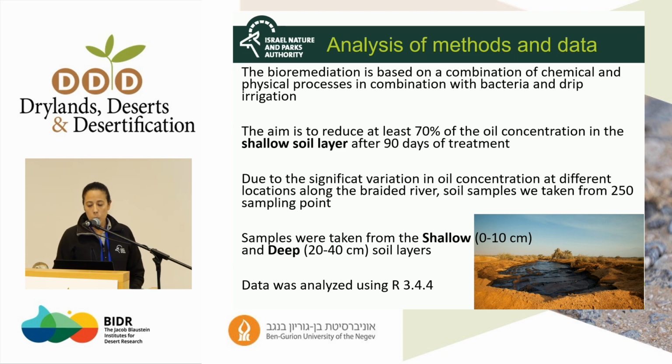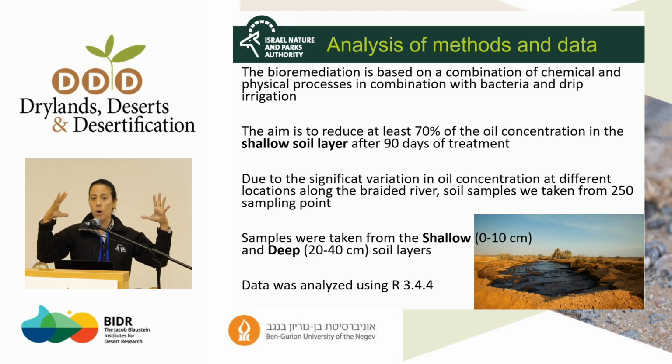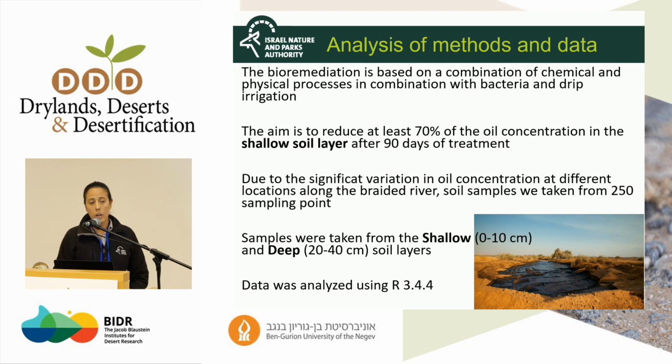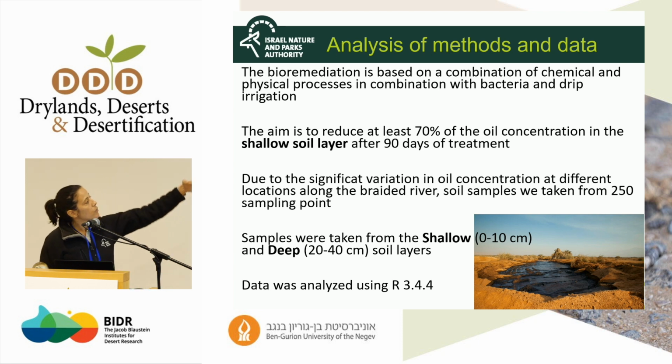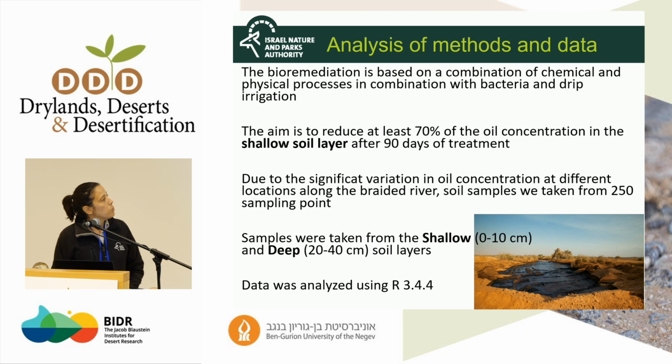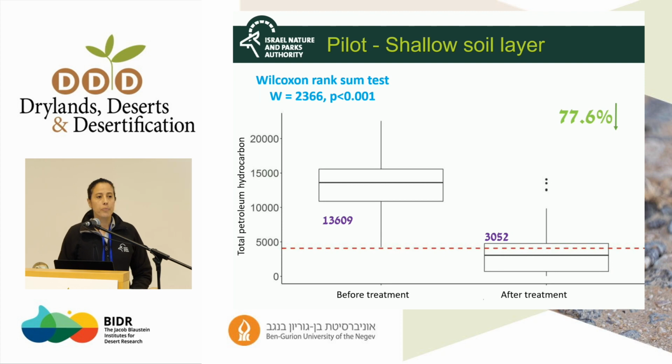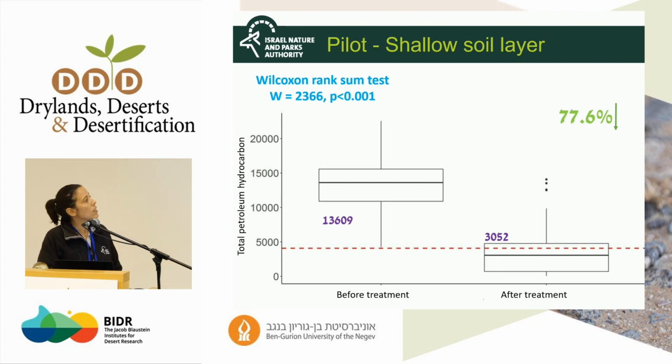Like I said, we had a lot of variation, so we had 250 soil samples, and this is in just the small 1 dunam pilot, but it will be duplicated further on. We used 2 different depths: shallow, between 0 and 10 centimeters, and deep, between 20 and 40 centimeters in the soil layers. The oil didn't penetrate more than 50 centimeters, so this was good to get a lot of variation.